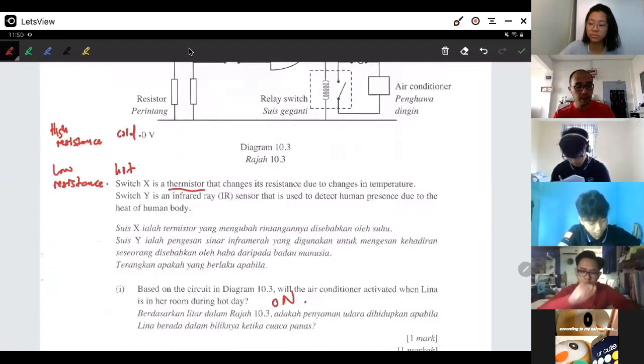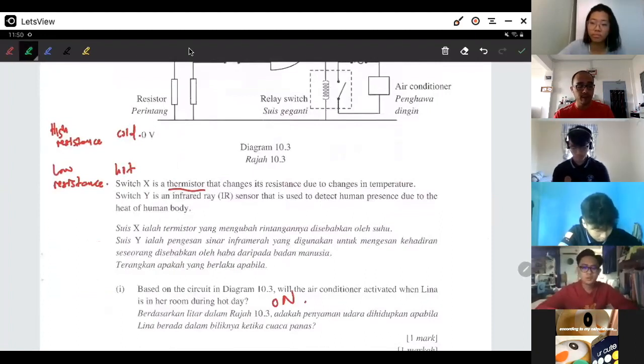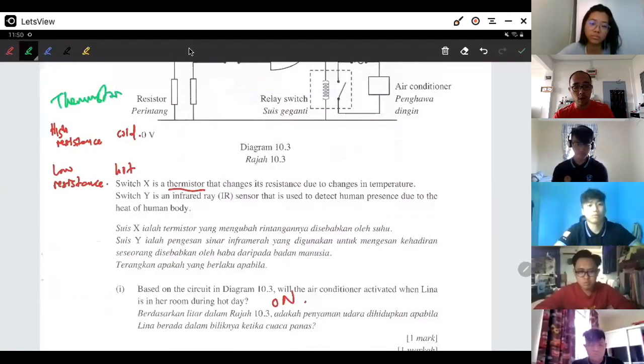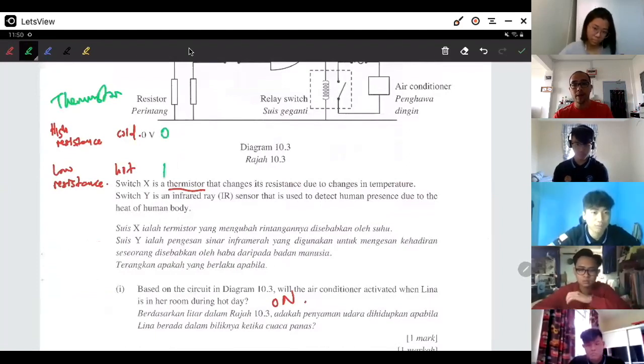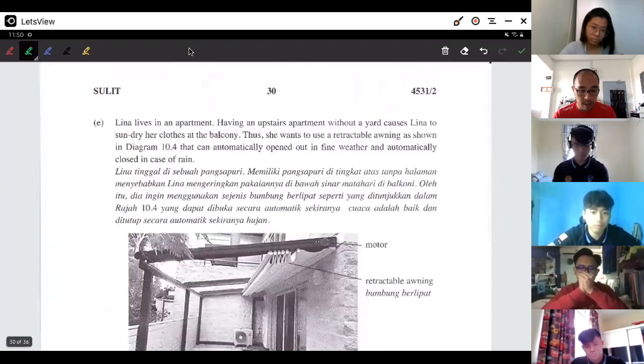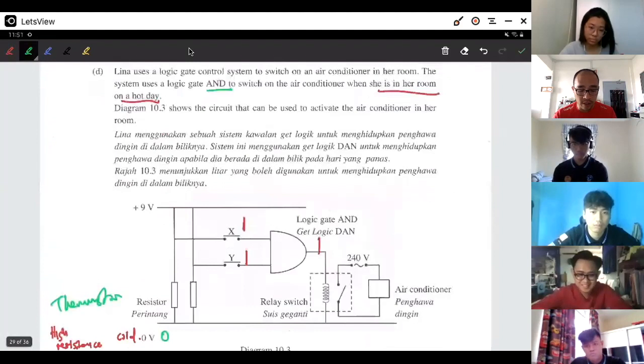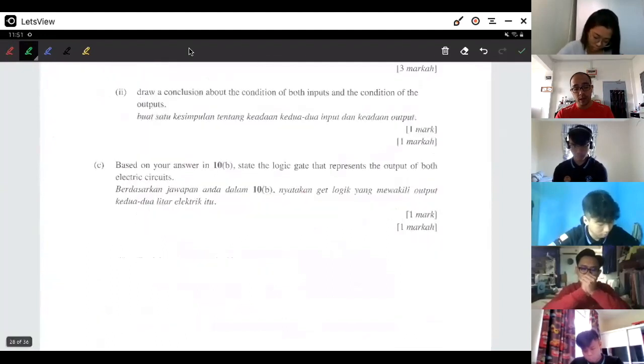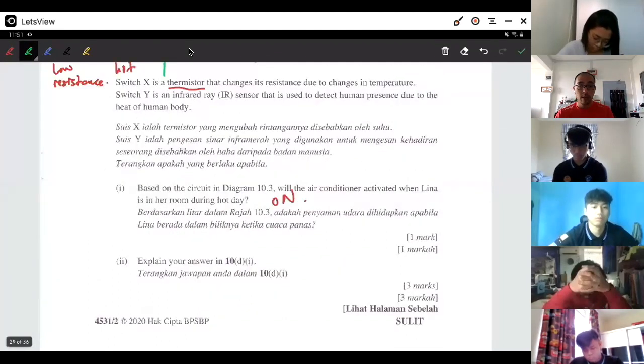Just to remind you, for the thermistor, high resistance means cold, cold means it will be off. Low resistance means hot, hot will be on. You mean this long question is just for 1 mark? Oh, okay, fine. Explain your answer. Okay, so explain the answer, please. This is very easy though.